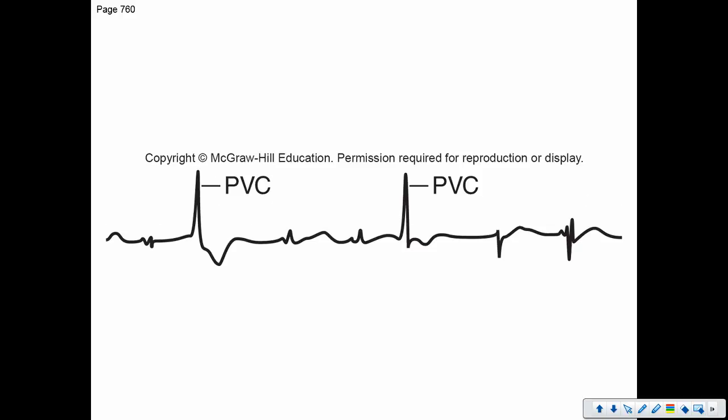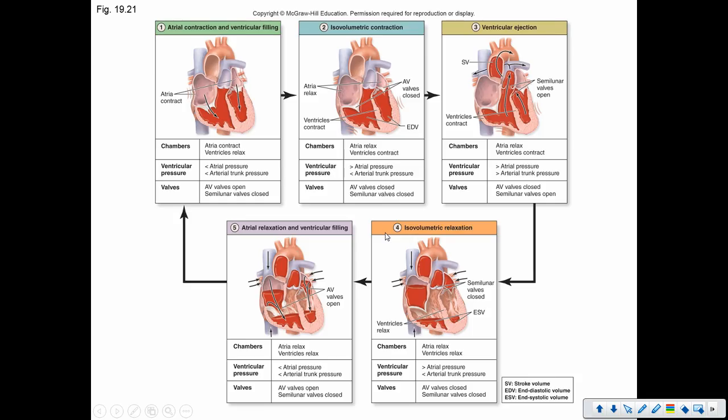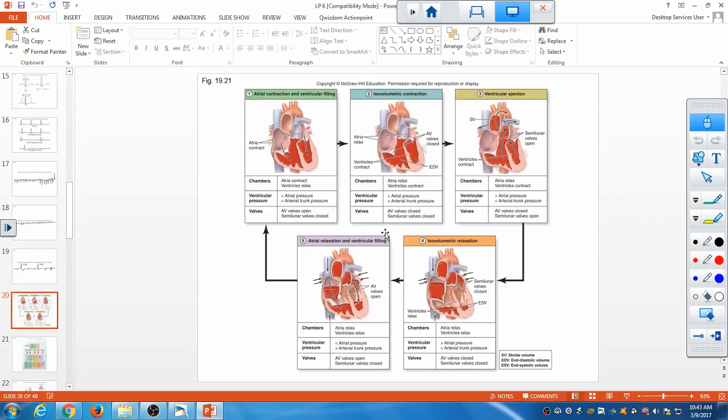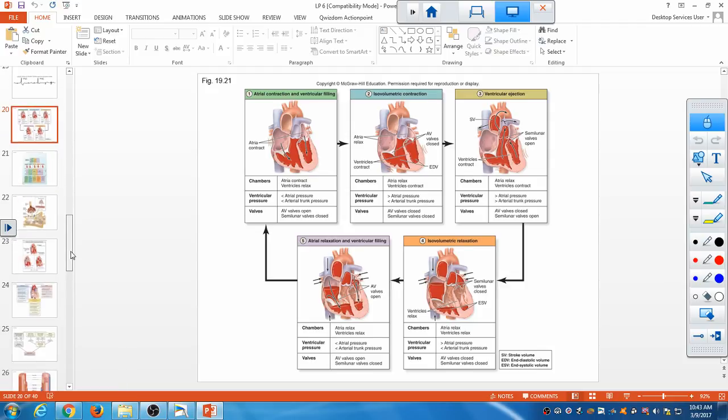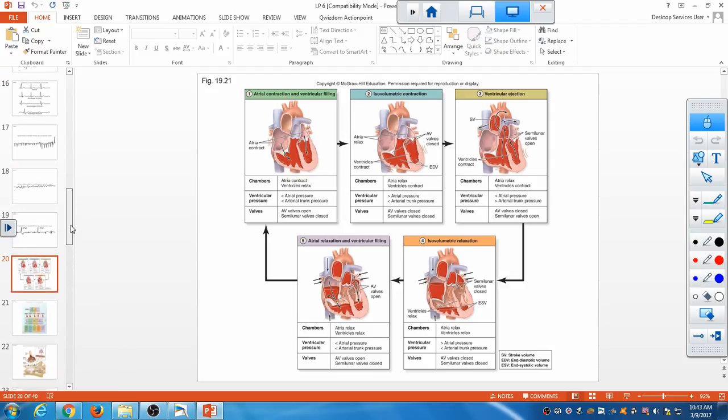So here's a premature ventricular contraction that occurs here. These are all more advanced than we need to know here. So anyway, let me go back to this video here because I want to show you now how the ECG works, how an ECG measures what's happening.